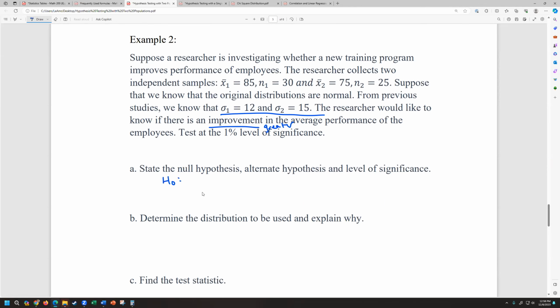So the null would be that the difference between the population means is no change, so equal to 0. The alternate, though, is that we're saying there's an improvement in the average employment. So that means that, if you look here, this group right here is improved over this group right here, okay? So we would be saying that mu1 minus mu2 is greater than 0. Our alpha is 0.01, and this is a right-tailed test.